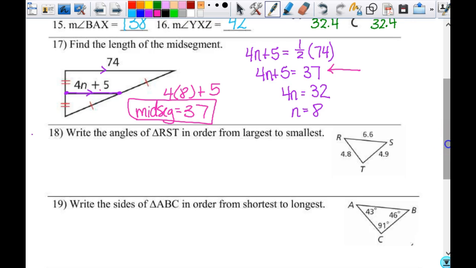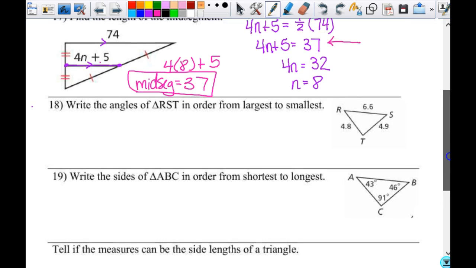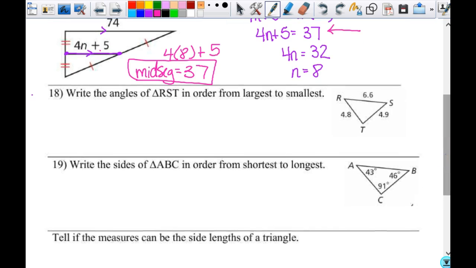All right, so then number 18 says, and y'all can stop me if you have a question. Write the angles of triangle RST in order from largest to smallest. So it gives me the side lengths, but I want the angles, and I'm writing them from largest to smallest, which means I'm looking for the biggest side length. That would be this one. So the angle across from it's the biggest angle, so I start with angle T. Then the next longest side is this one, and across from that is R. And then angle S.